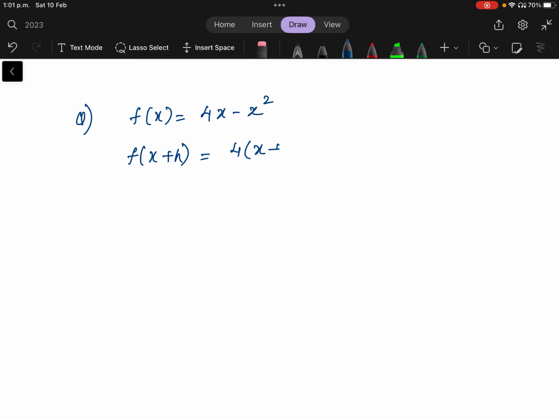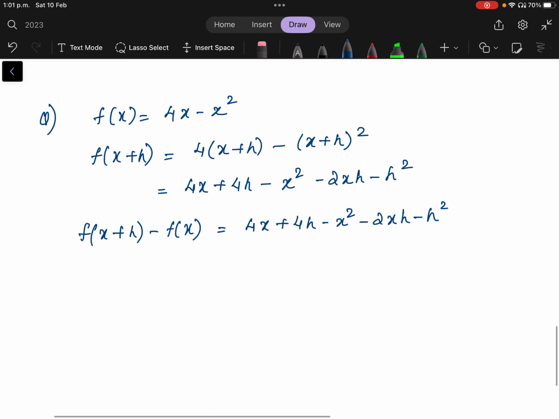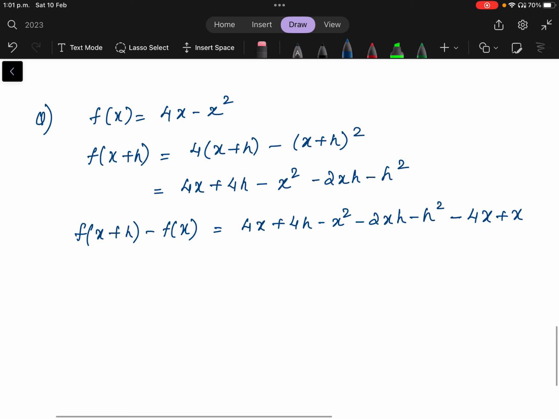So here it is 4 times x plus h minus x plus h the whole square. So that's equal to 4x plus 4h minus x square minus 2xh minus h square. Then I need to subtract it, minus f of x, that is equal to 4x plus 4h minus x square minus 2xh minus h square minus 4x plus x square. Then you cancel out the common terms, the same terms. So then you get 4h minus 2xh minus h square.